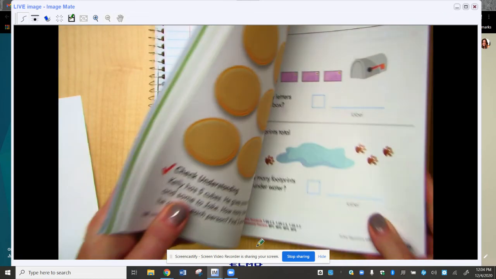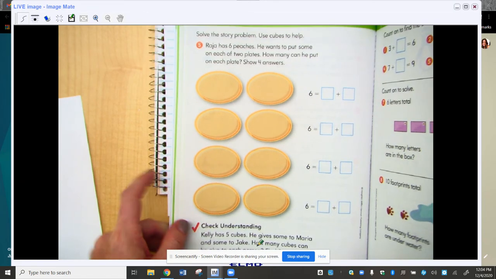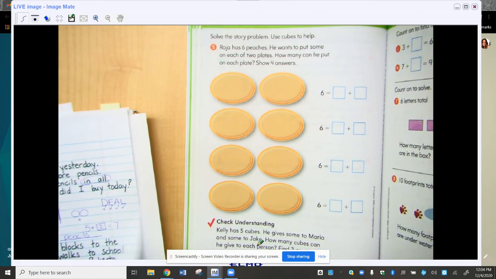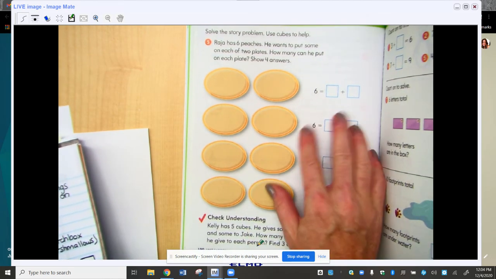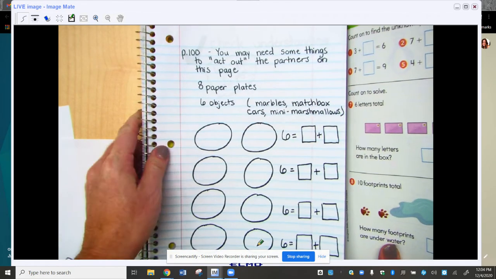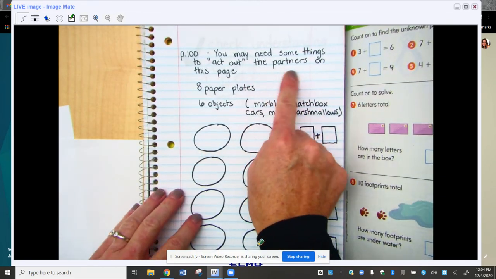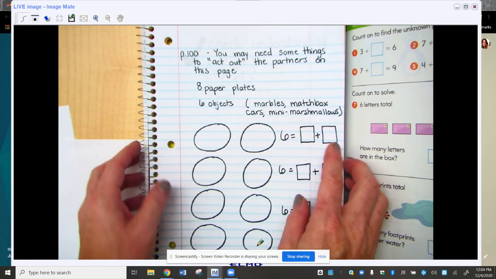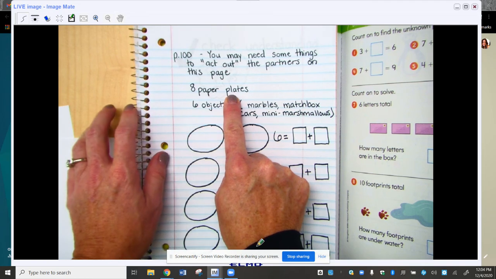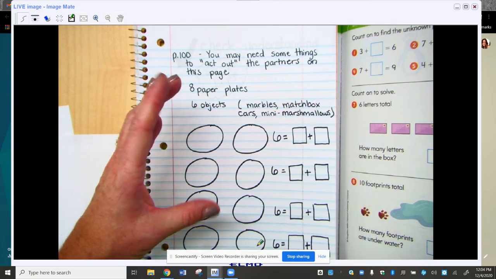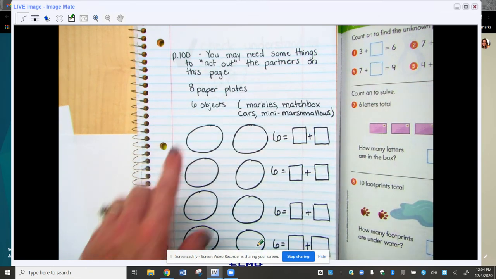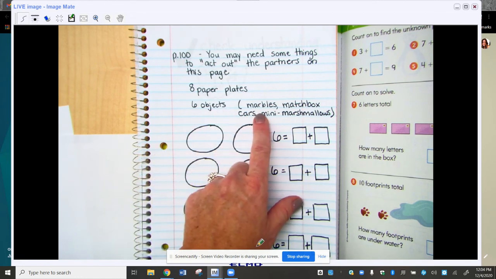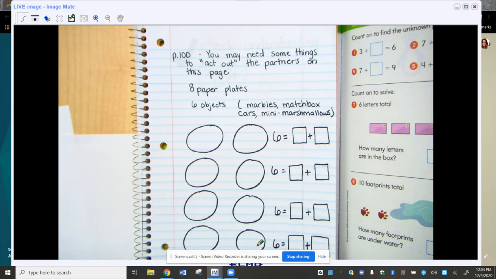So that's that part of the lesson. Then the second part of the lesson is going to look like this. But before you begin this, you may need to gather some things to act out the partners on the page. So I said maybe at your house you might want some paper plates, or maybe you have a little scrap of paper, or a piece of construction paper or something, and you might want some 6 objects. And I wrote down that you could use marbles or matchbox cars, mini marshmallows or chocolate chips, pieces of cereal.